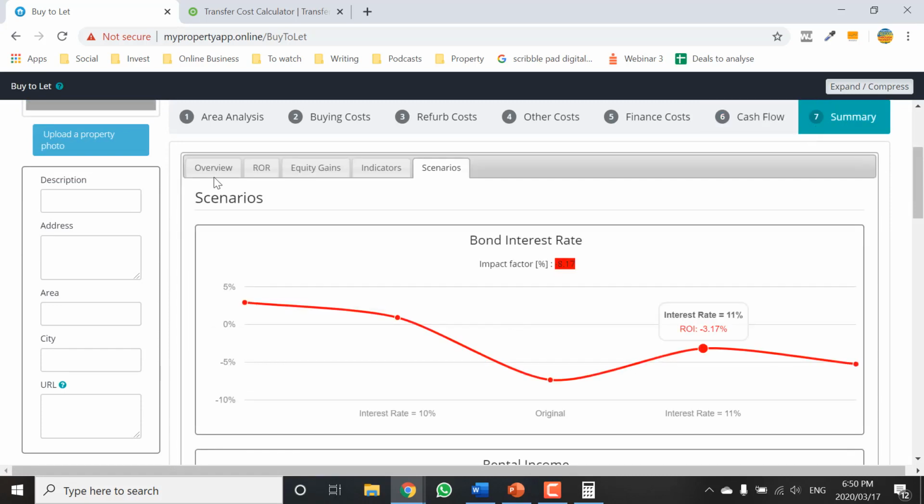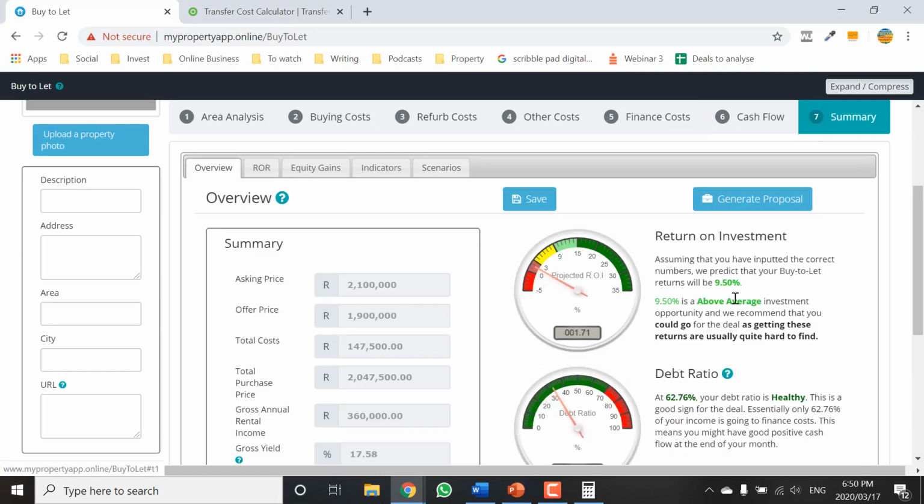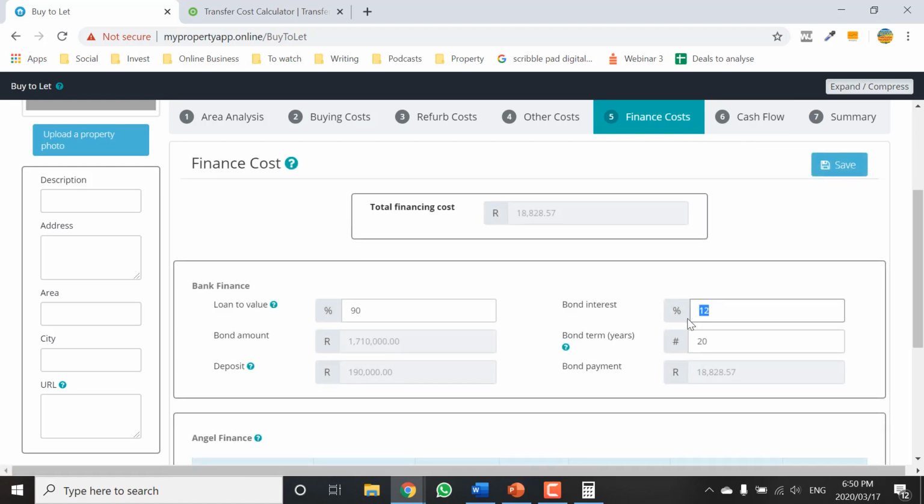Let's see what our return is. Our return on investment is sitting at 9.5%. That is where the deal is. That's now a good deal. Remember, we've taken quite a high financing position here where we're paying someone 12% interest, so it still works on a 12% interest, which is great.